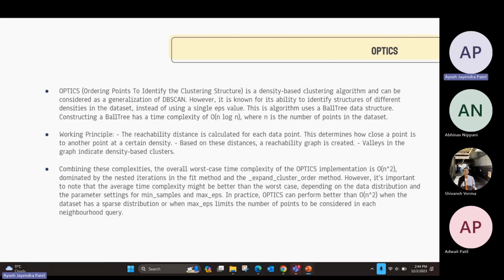Optic can perform better than O(n squared) when the dataset has a sparse distribution or when the max epsilon limits the number of points to be considered in each neighbor query. However, it is important to note that the average time complexity might be better than the worst case, depending on the data distribution and the parameter settings for min samples and max epsilon.